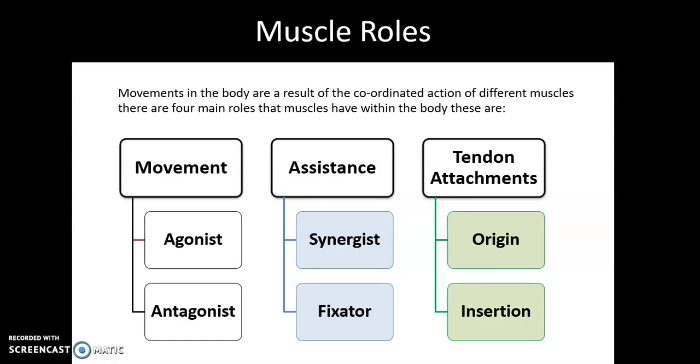Muscles work in pairs in order to create a coordinated movement. They are known as antagonistic pairs. One muscle is known as the agonist and the other is the antagonist. Here on the slide we have the different movements in the body that are controlled by the different types of muscle roles. So muscles can take the roles of the agonist, the antagonist, the synergist and the fixator.